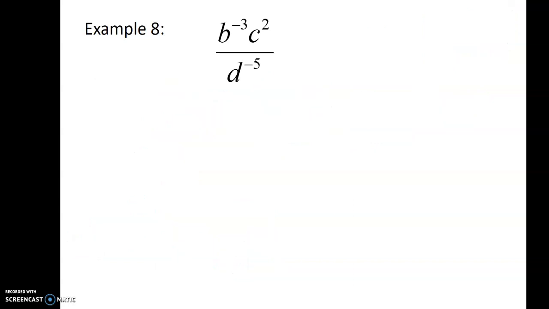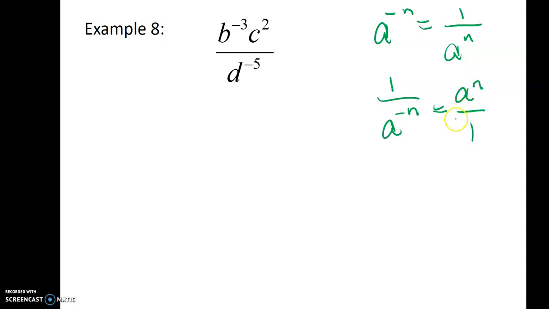So here we have an example. This one has all variables. And now I don't have any common variables between the numerator and the denominator in this example here. So if we apply our rule that says a to the negative n is equal to 1 over a to the nth, and 1 over a to the negative n is equal to a to the nth over 1, what I can do is, in this case, here we have that -3 and we have that -5, and they're going to move place.